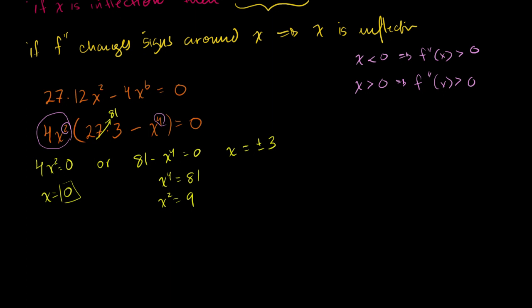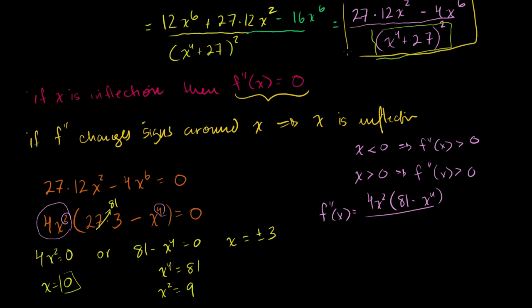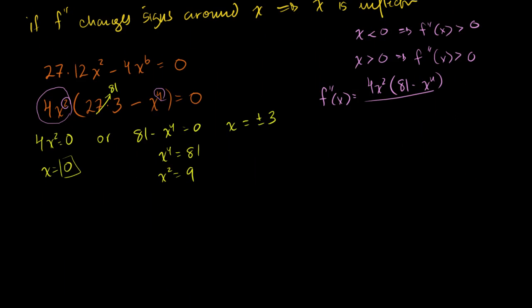So remember, let me just rewrite our second derivative, just so you see it here. F prime prime of x. The numerator is this thing right here. It's 4x squared times 81 minus x to the fourth. And the denominator was up here, x to the fourth plus 27, squared. That was our second derivative.